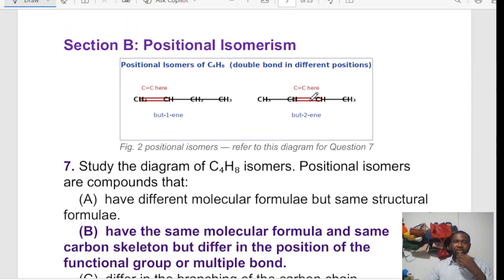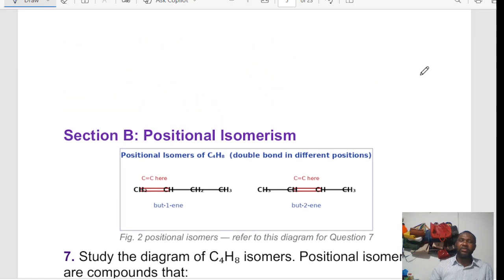Okay, so the next one has to do with positional isomers. Now, let me give a brief history here. Positional isomers have different positions of their functional group. So their positions are different. And it's only possible with those organic compounds that have a functional group, like alkenes, like you see in the example here, like alkanols. Let me give an example.